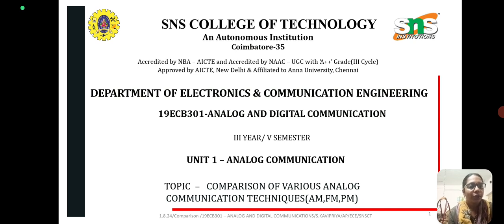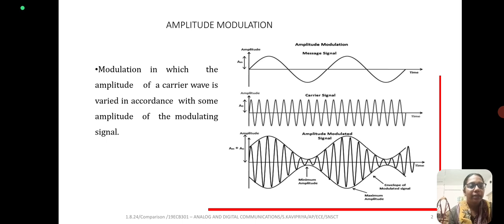I am going to deliver a topic, comparison of various analog communication systems. So I am going to compare AM, FM and PM. First, we can see what is AM, what is FM and what is PM.